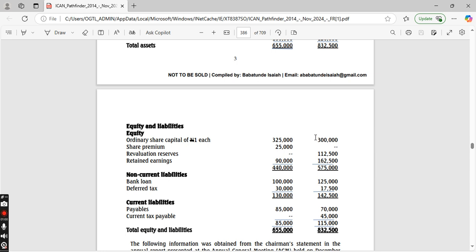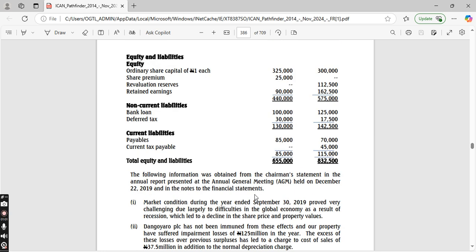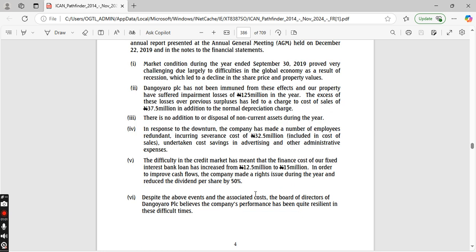Am I right? Yes, sir. Our ordinary share capital increased from 300,000 to 325,000. Am I right? It has increased. Now, this ordinary share that increased, eh?